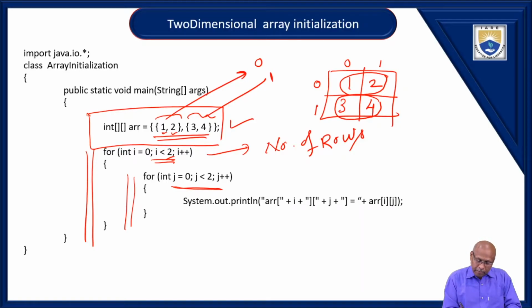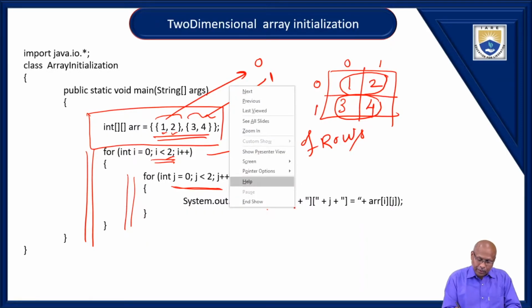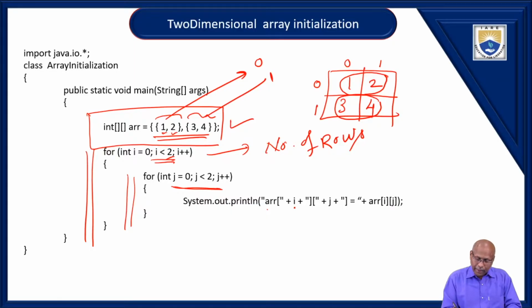Now, it is printing ARR of I. What is the value of I? I value is initially 0. Again square bracket, J value, that is also 0. So 0th row, 0th column. That means it is going to print the name of the array. So ARR of 0, because I value is 0, then square bracket, again square bracket begins. What is the J value? J value also 0, then square bracket, then equal to symbol, equal to ARR of I comma J. That means 0th row, 0th column, how much? 1. So 1 will be printed.